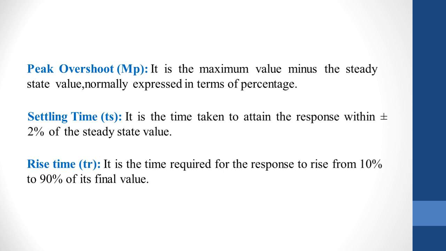Peak overshoot. It is the maximum value minus the steady state value, normally expressed in terms of percentage. Settling time. It is the time taken to attain the response within plus or minus 2% of steady state value. Rise time. It is the time required for the response to rise from 10% to 90% of its final value is called rise time.